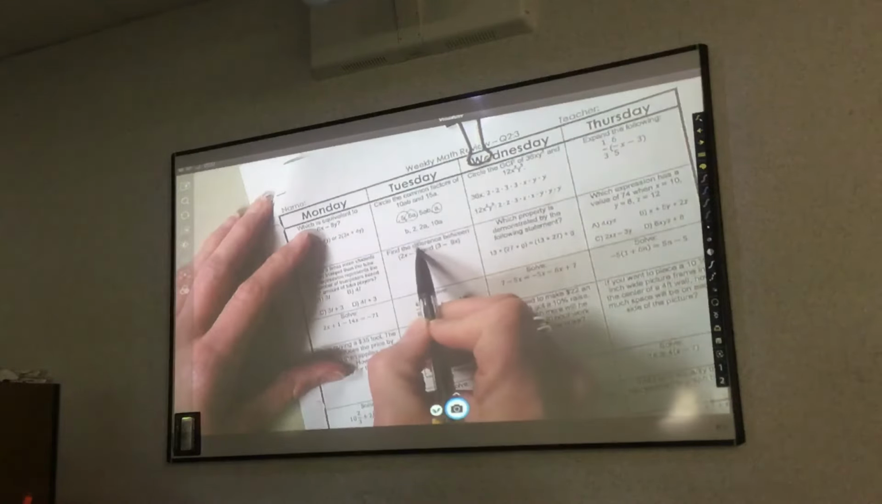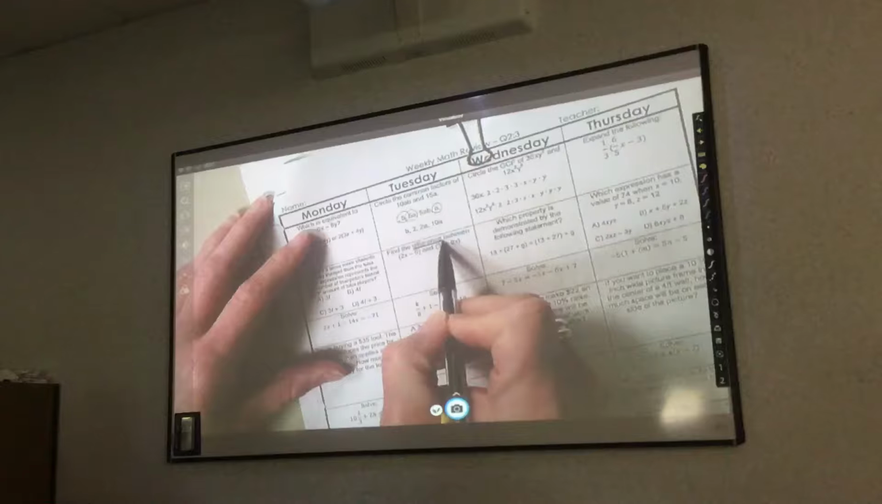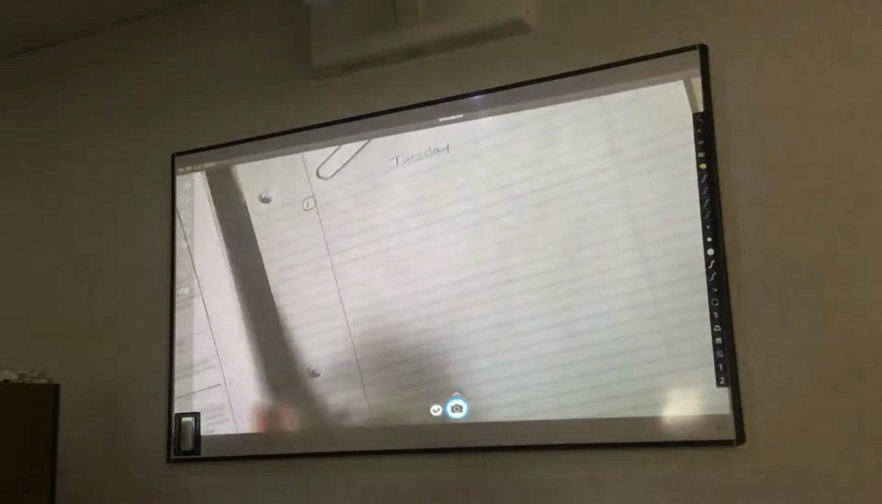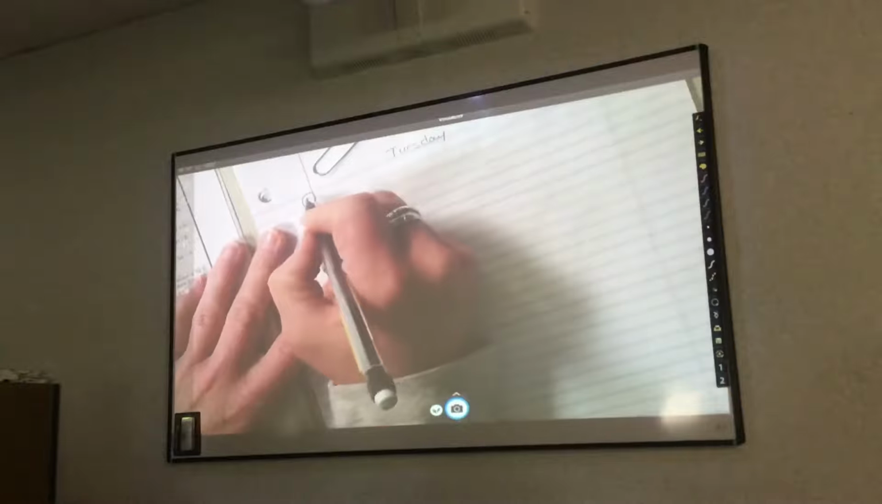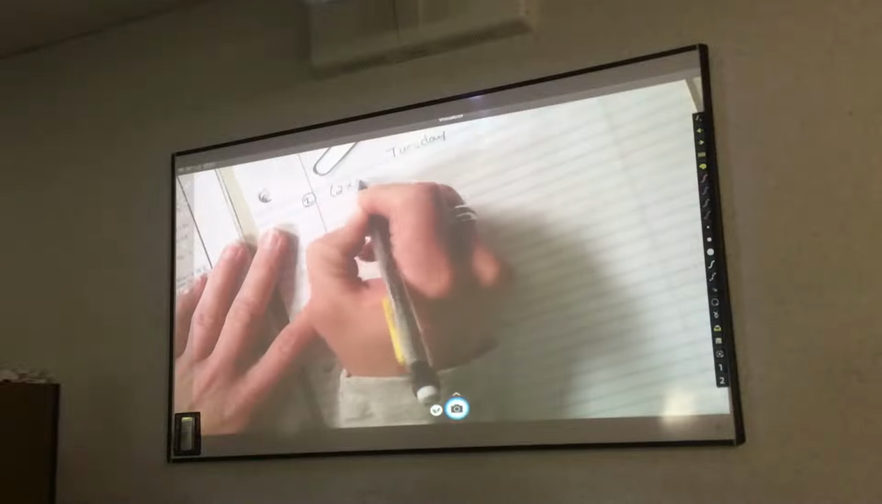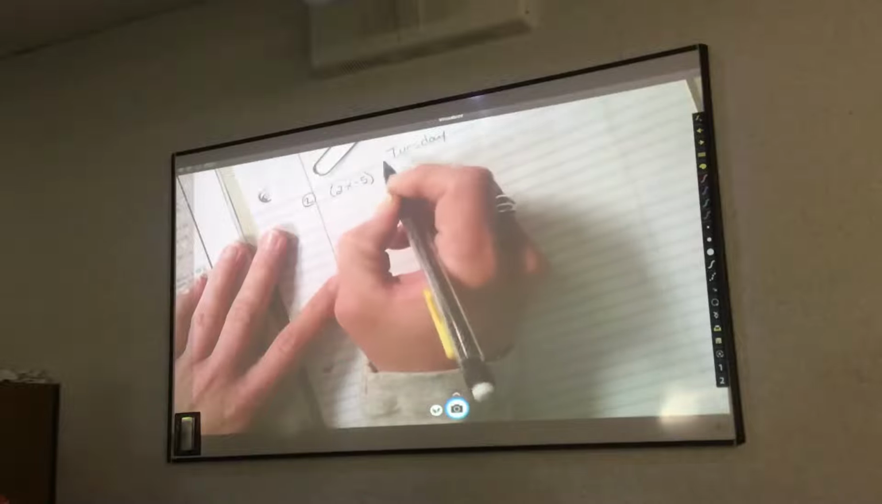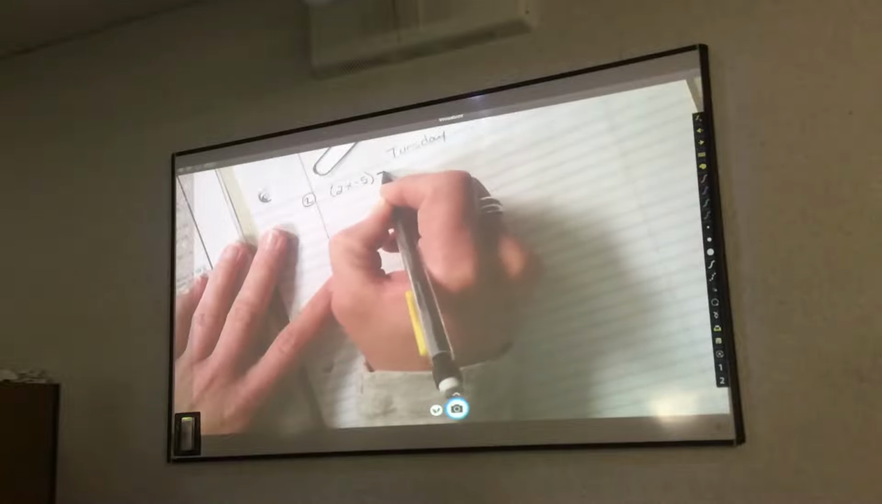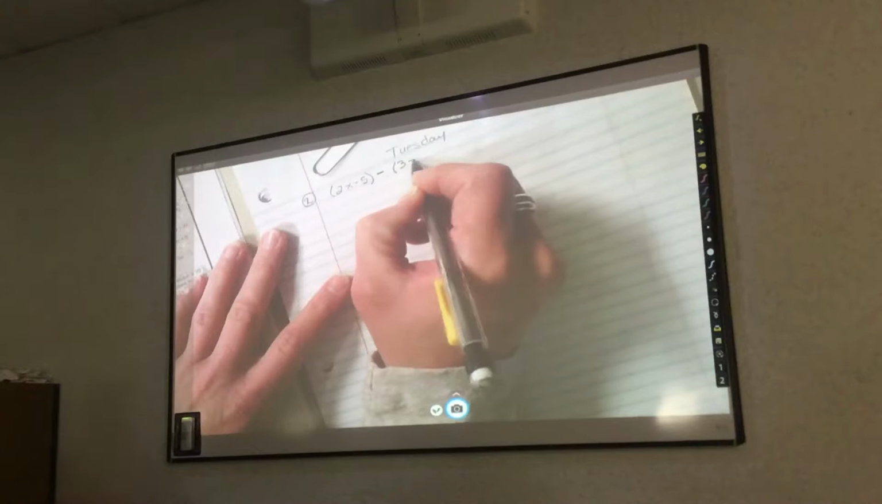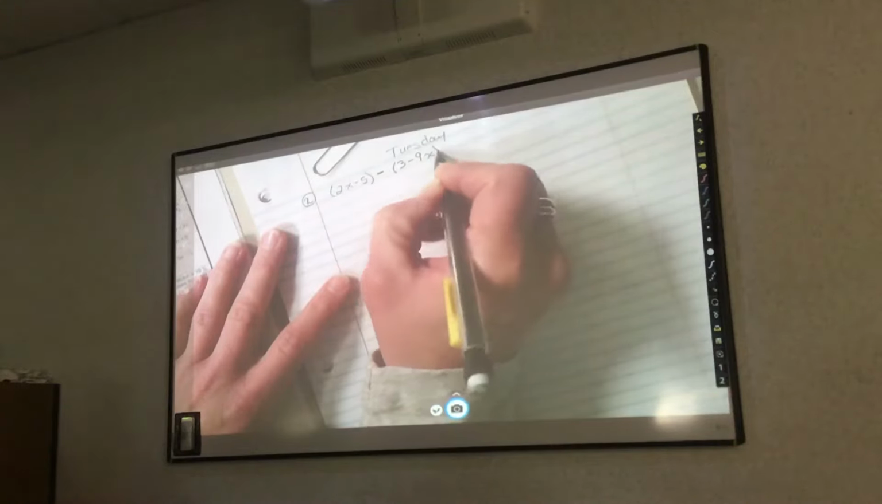Find the difference. When I'm finding the difference, I am subtracting. So I start with, I'm just going to make this a number 2. 2x minus 5, and that's the quantity, minus, because I'm trying to find the difference, 3 minus 9x.